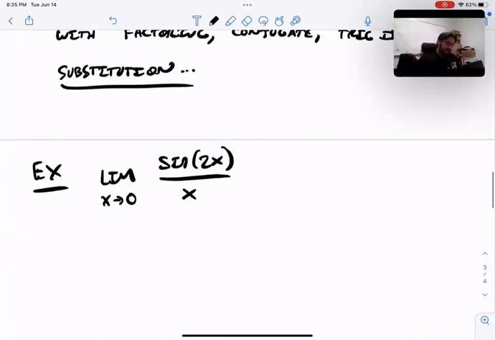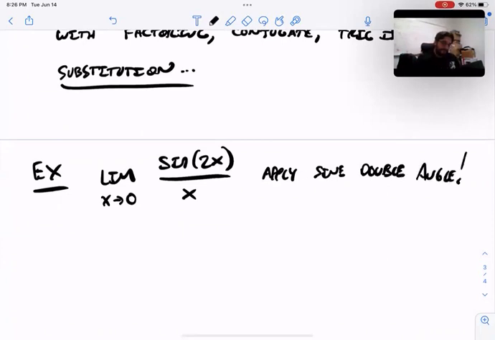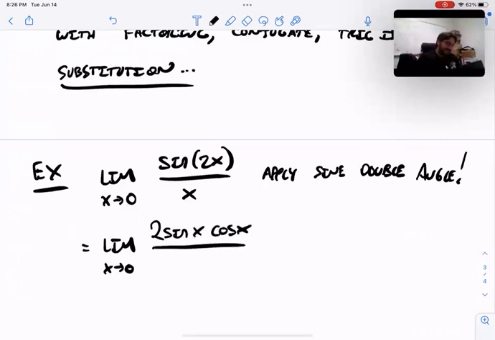Well, in that numerator, I have a sine of 2x. I have an identity for that. Let's apply the sine double angle formula. Maybe that'll clean things up. I don't know, let's try it. There's no harm in trying it. The worst case that happens is we get stuck and try something else. So there's our sine double angle formula.